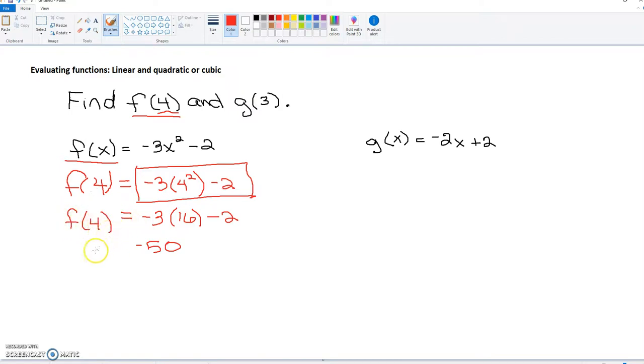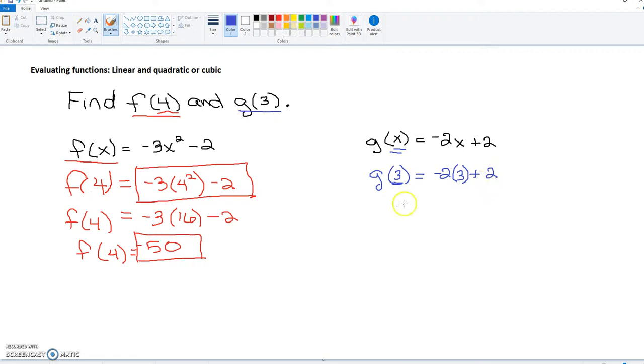Of course, I'm going to bring this down for us. So your negative 50, of course, is the answer for the first function. So we're going to do the same thing for the second function. So let me switch colors here. And of course, this is g of 3. So we're replacing the x with 3. So g of 3 is equal to, and of course, we're going to bring down our negative 2. And I'm going to put parentheses 3 because that's what it needs to be replaced with.